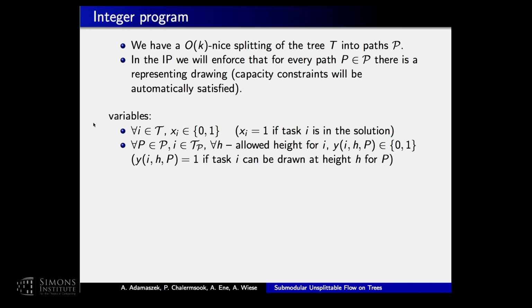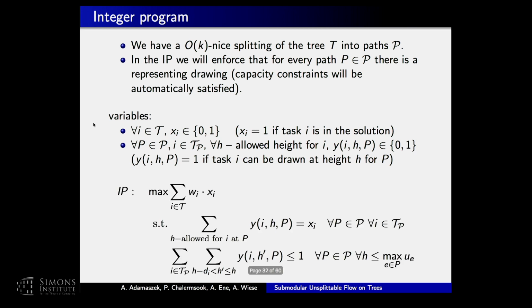So for each path p of our splitting, for each task i which is present on this path, and for each height h for which, if we draw this task at height h, it will not go beyond the capacity profile, we put a variable y_ihp, which is 1 if exactly the task i at path p is drawn exactly at height h. And that's how our LP looks like. Okay, first we have the IP. That's how our IP looks like.